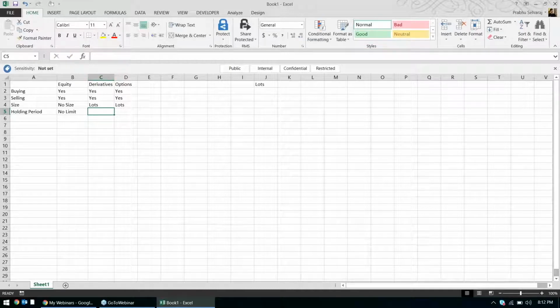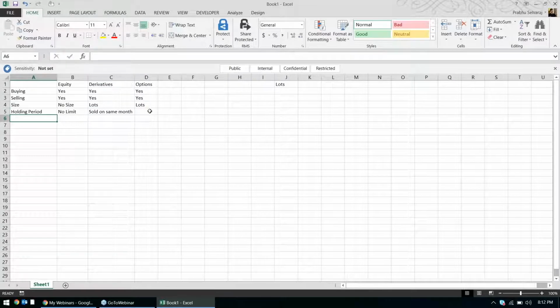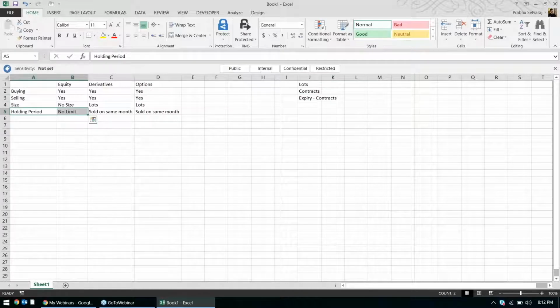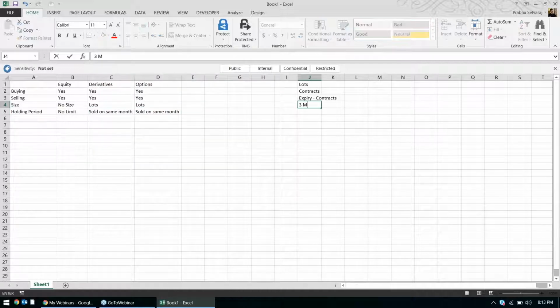Derivatives, called contracts, have to be sold in the same month, or the contract whichever you buy. What are contracts? We will look into it, and expiry of contracts, we will look into that later. So as of now, for holding period, in equity you can hold any number of months or years. Derivatives as well as options have to be squared off, nothing but sold off, in the same month or the expiry month in which you bought the contract. Usually contracts are available up to 3 months in advance.